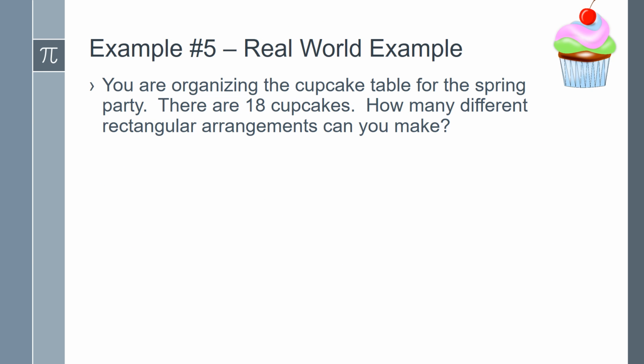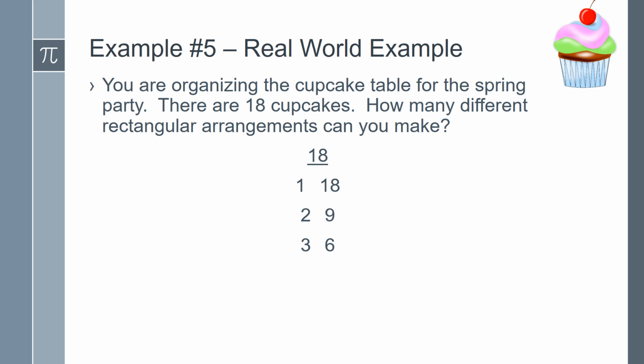Example number 5. You are organizing the cupcake table for the spring party. There are 18 cupcakes. How many different rectangular arrangements can you make? If we find the factor pairs of 18, these will represent the different number of rows and columns that we can make with the cupcakes. So we start by finding the factor pairs. We have 1 times 18, 2 times 9, and 3 times 6.